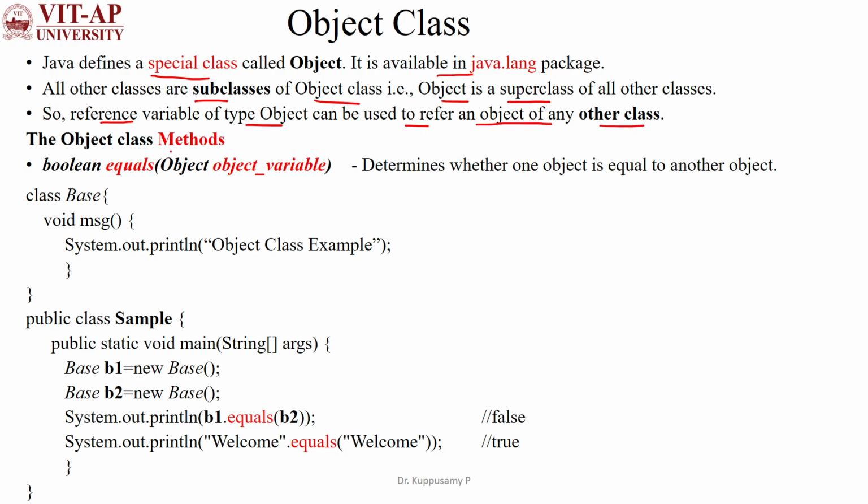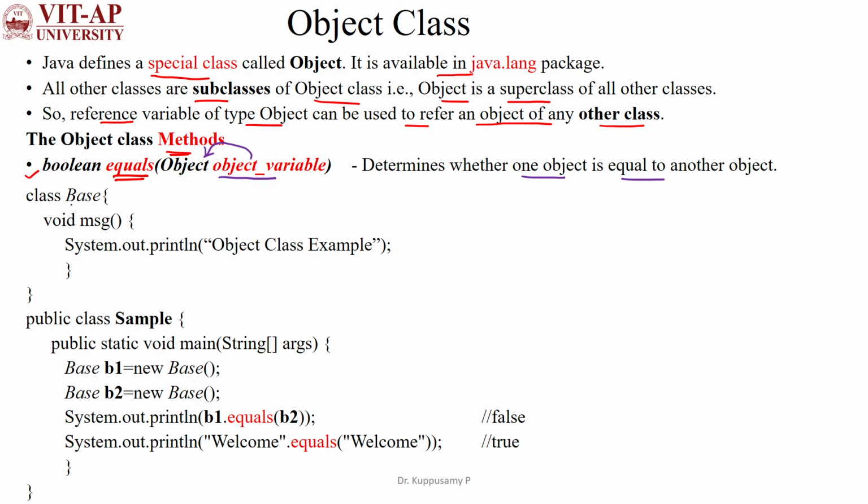The Object class has its own methods. Here equals is one of the methods which returns a boolean output, true or false. So here we are passing a variable belonging to the class Object, which determines whether the object is equal to another object or not. That means true or false.